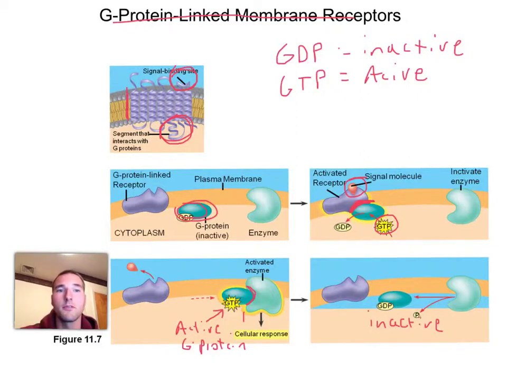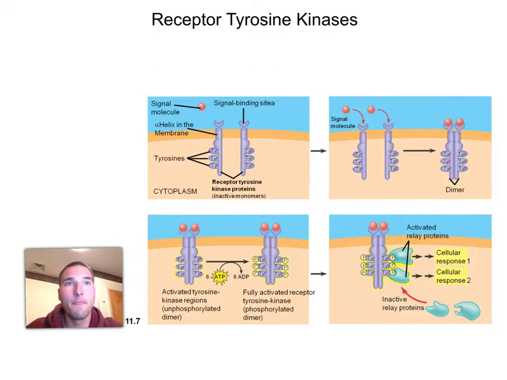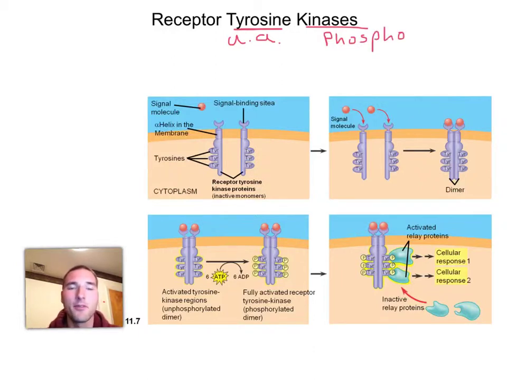The next type of membrane-bound receptor system is called receptor tyrosine kinases. First of all, in the name there, tyrosine is an amino acid. It's one specific amino acid. And then a kinase is anything that adds phosphates onto something else. If you remember, phosphofructokinase was one of the important enzymes in glycolysis.